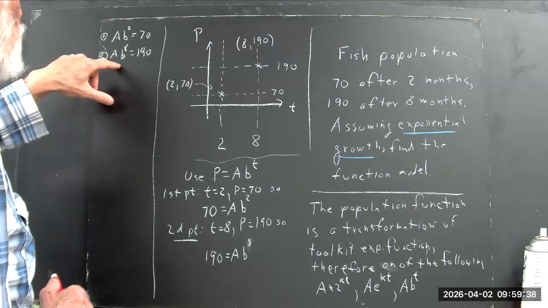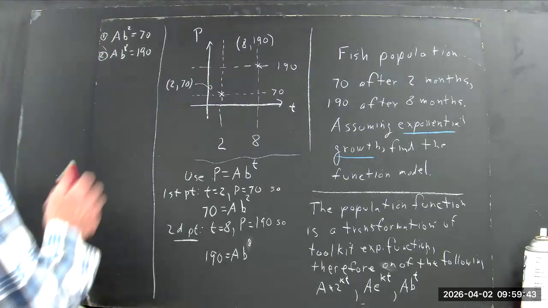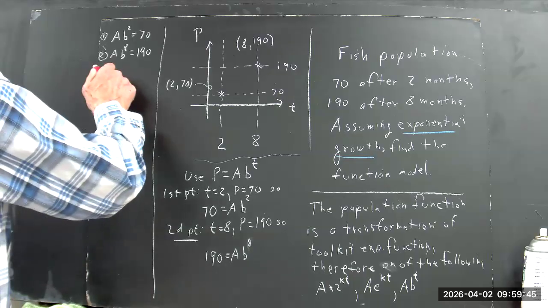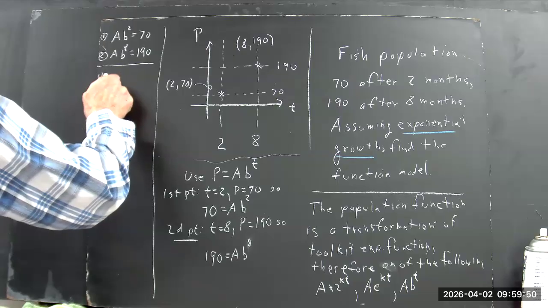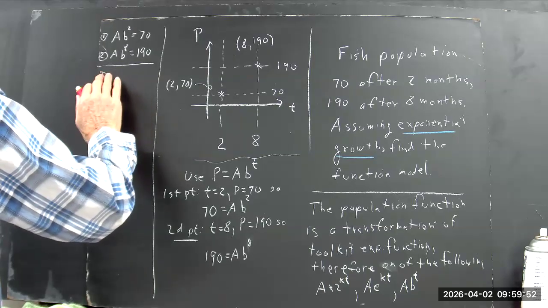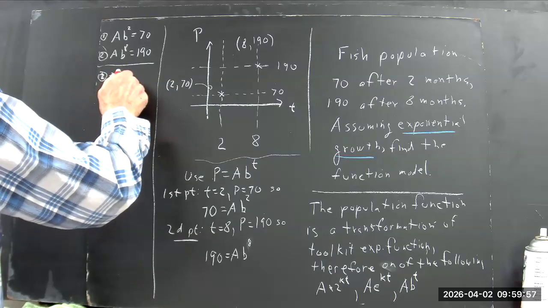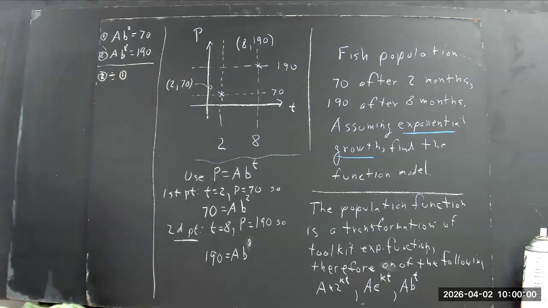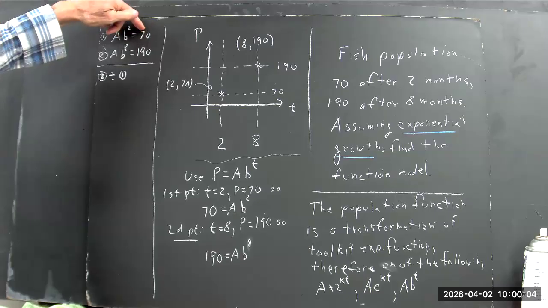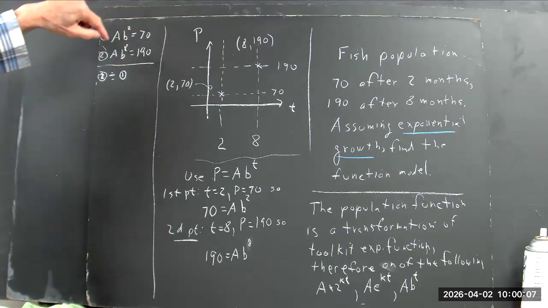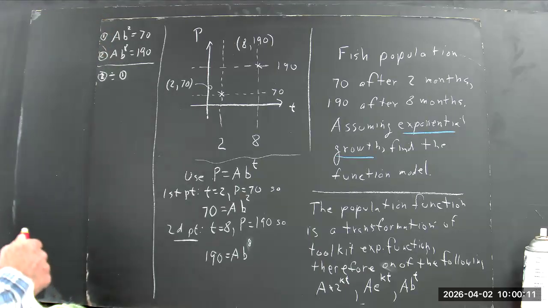Sorry, b to the 6th equals 190. Okay? And I'm not sure I said all that right. Well, we're going to get something equivalent. What I'm going to do is equation 2, sorry, divided by equation 1, which means I divide the right-hand side of equation 2 by the right-hand side of equation 1, and the left-hand side of equation 2 by the left-hand side of equation 1.